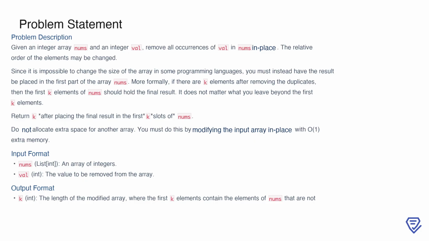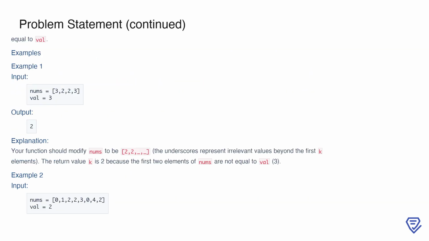It's important to note that this problem requires the solution to use O(1) extra memory, meaning we can't use additional data structures to store intermediate results. To illustrate how this works, let's consider a few examples.